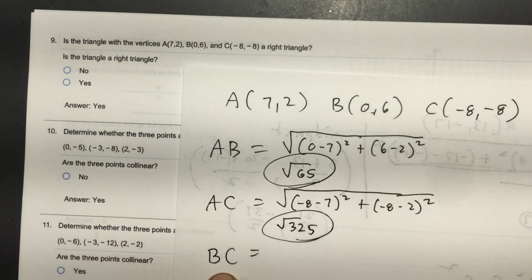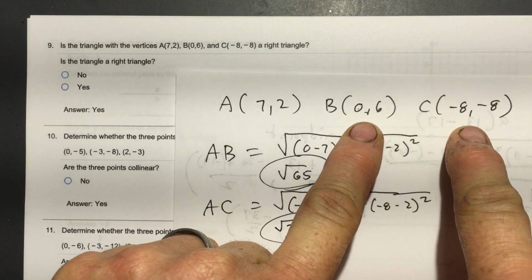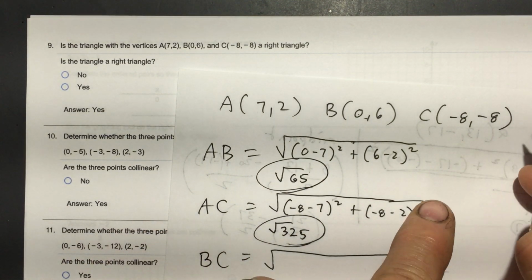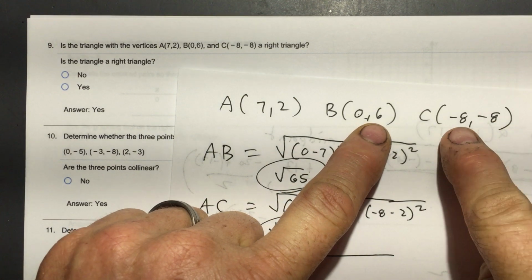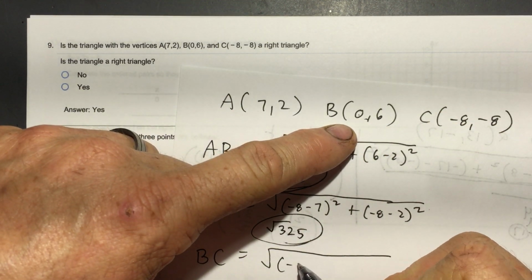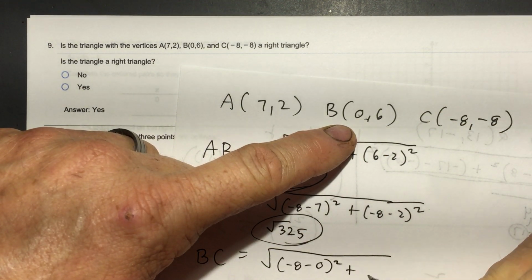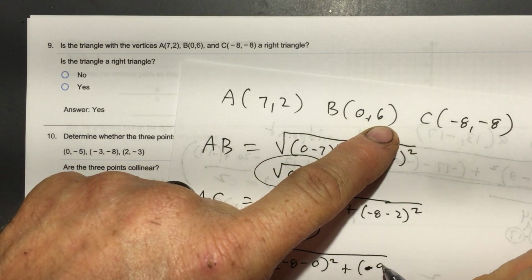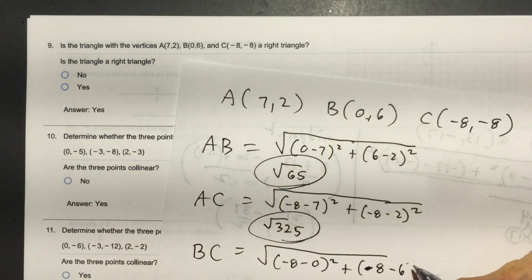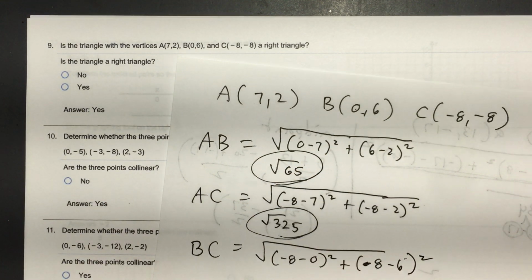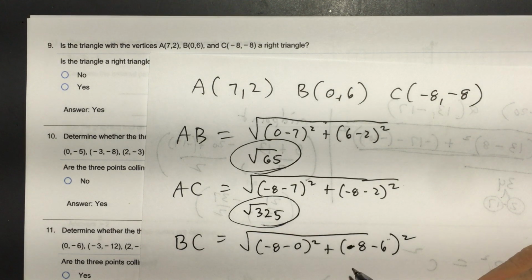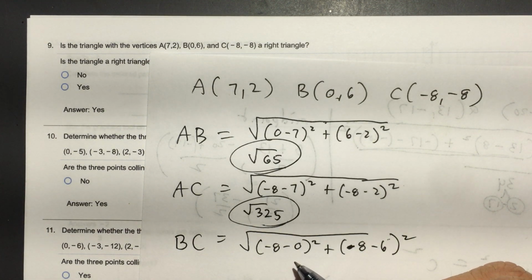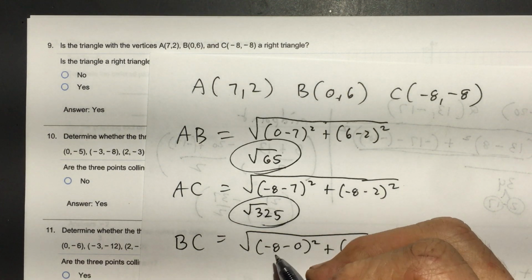Now BC down here, I'm going to use these two. So for BC, I'm going negative 8 minus 0, and negative 8 minus 6, which is negative 14. So it's going to be 196 and 64, 260.